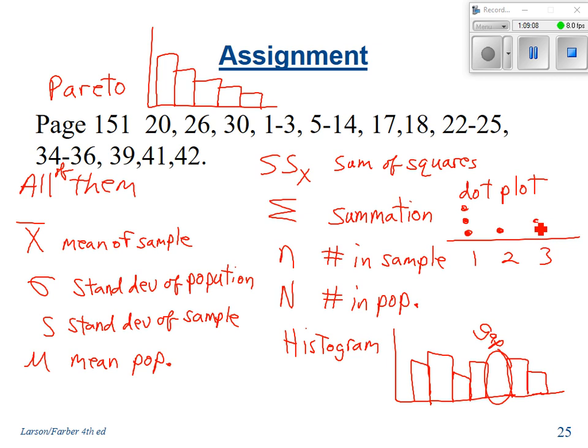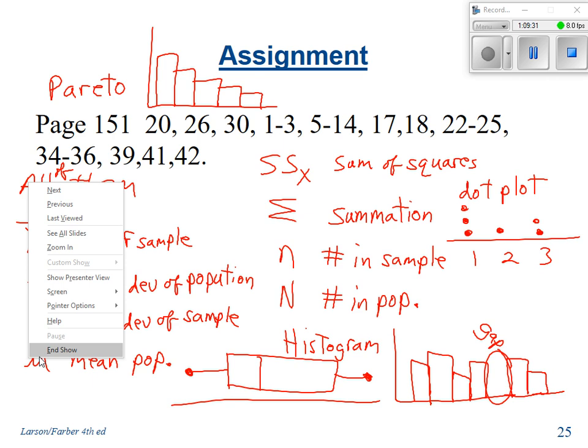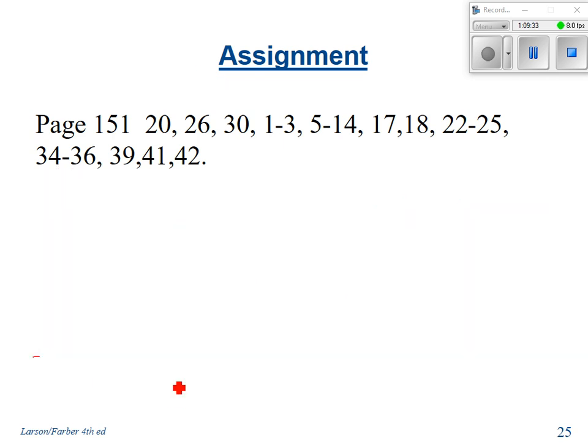Box and whisker. I'm running out of space. Box and whisker, I'll have to erase this here in a minute. Box and whisker might look something like this. I have this timer for this one, for you. Got it? Yeah. Give me something else.